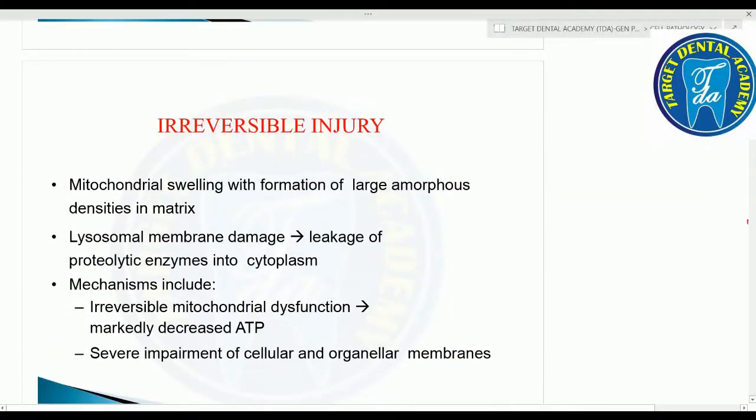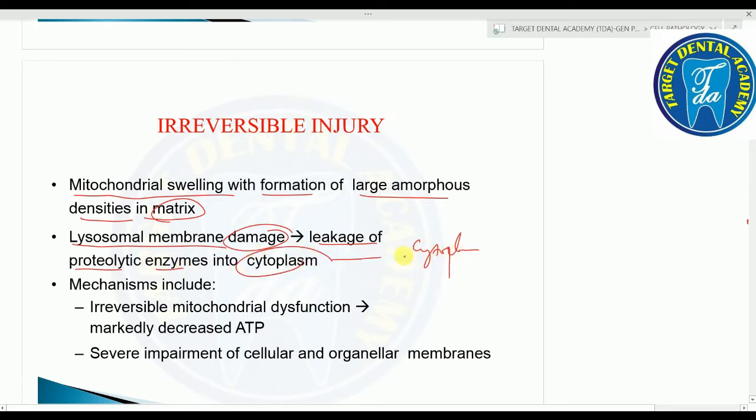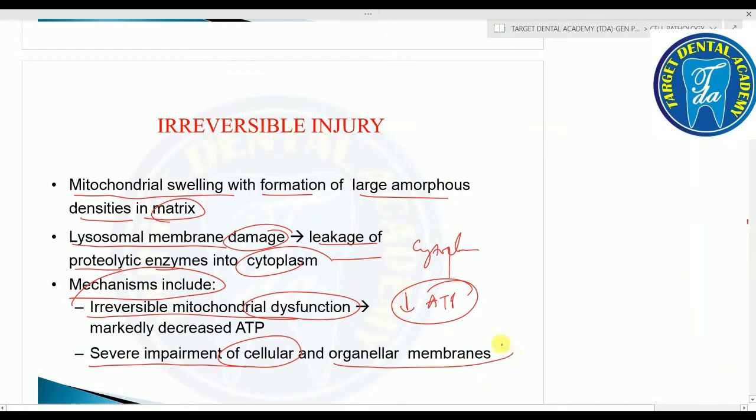Now coming on to the irreversible injury. So in this, there is mitochondrial swelling with the formation of a large amorphous density in the matrix, and lysosomal membrane damage which leads to the leakage of the proteolytic enzymes into the cytoplasm. And in the irreversible injury, the mechanism includes the irreversible mitochondrial dysfunction which leads to markedly decreased ATP, and severe impairment of the cellular and the organelle membranes.